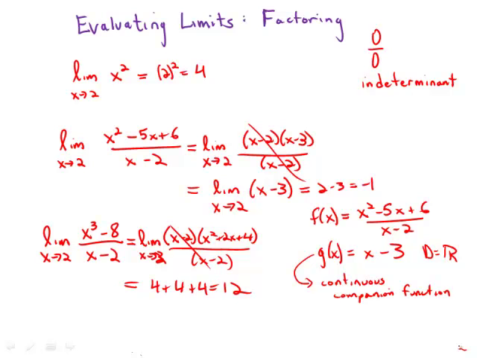And that is the limit. So factoring is often one very useful trick to get something to cancel so that we can evaluate a 0 over 0 limit.